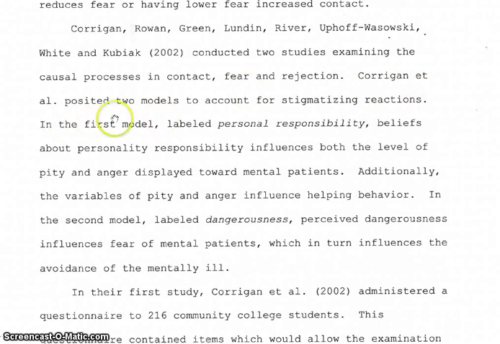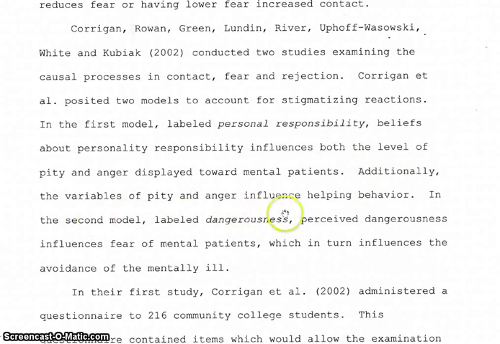So Corrigan et al. posited 2 models, and posited just means proposed 2 models to account for stigmatizing reactions. So we're getting a little bit of background information on their research. In the first model, labeled personal responsibility, beliefs about personal responsibility influence both the level of pity and anger displayed toward mental patients. So you see how this author, Susie Student, is really careful to define this for us, because this is a model that was being proposed in this study. If the reader doesn't know that study, then he or she isn't going to understand this terminology. So it's really important to define that.